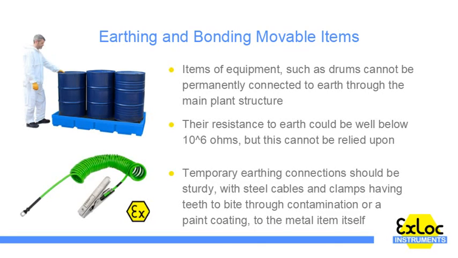Temporary earthing connections should be sturdy, with cables made from a material such as steel, not liable to fracturing when moved around, as could be the case with weaker copper wires, and if a clamp is fitted, these should have teeth to ensure they bite through contamination or a paint coating to the metal item itself. These cables and clamps will be connected back to the main plant structure or earthing provision, which should have its resistance to earth tested periodically along with the cables and clamps themselves.